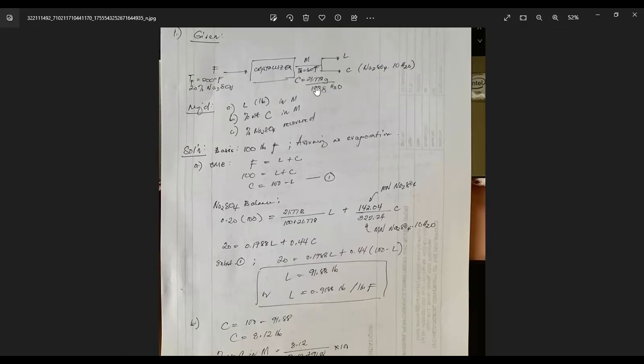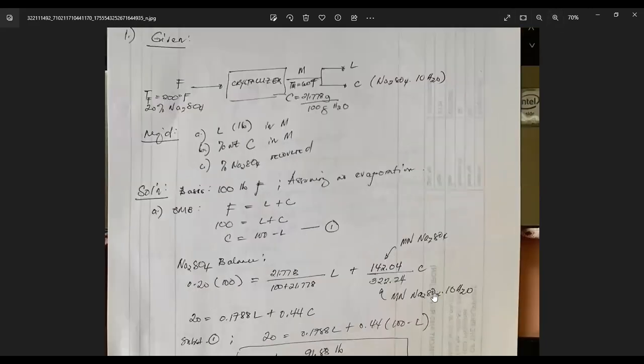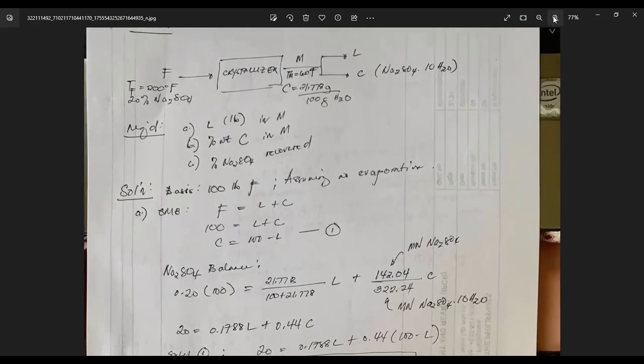The solubility is 21.778 grams per 100 grams water. So this is at 60 degrees Fahrenheit. So these are your given information for number 1. And these are the required information. So the liquor in pounds, percentage weight crystals in the magma, so M is magma, and percentage sodium sulfate recovered from the feed.